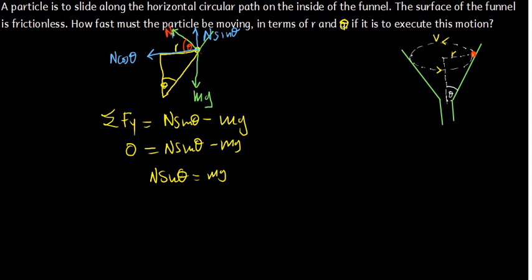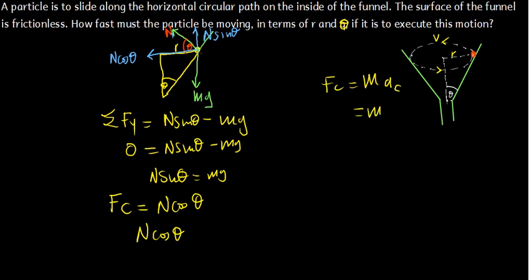Because this thing is moving in a horizontal circle, there's always a force pulling it towards the center. That is the centripetal force. In this case, the centripetal force is due to the x component of the normal force. So the centripetal force is equal to n cos theta. So n cos theta is going to be equal to mass times centripetal acceleration, and we know centripetal acceleration is v squared over r. So that is the centripetal force, m v squared divided by r.